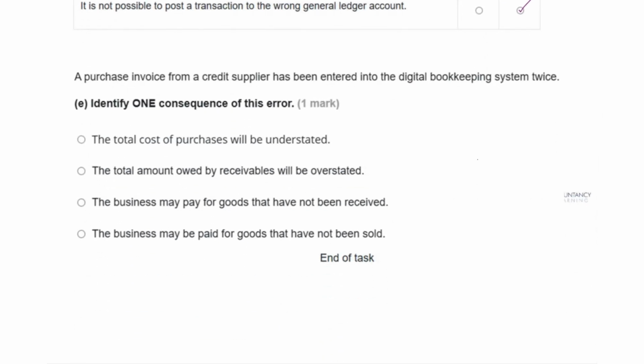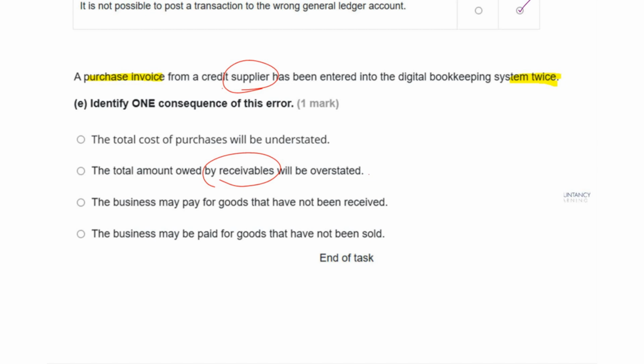And then finally, a purchase invoice from a credit supplier has been entered into the digital bookkeeping system twice. Identify one consequence of this error. So it's a purchase invoice, it's been entered twice. So we've got the total cost of the purchases will be understated. So the purchase has actually been entered twice, so it will be overstated. The total amount owed by receivables will be overstated. So we're looking at our suppliers, not our receivables. So this isn't relevant. Receivables isn't relevant to this question.